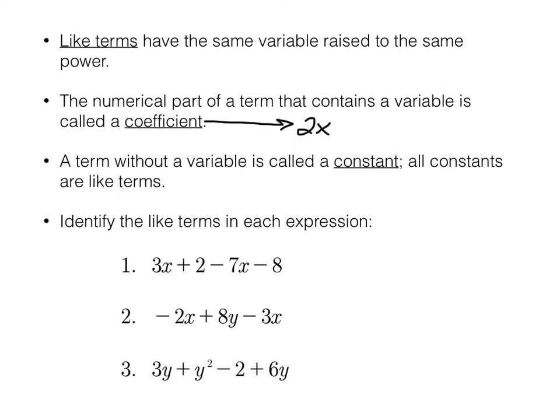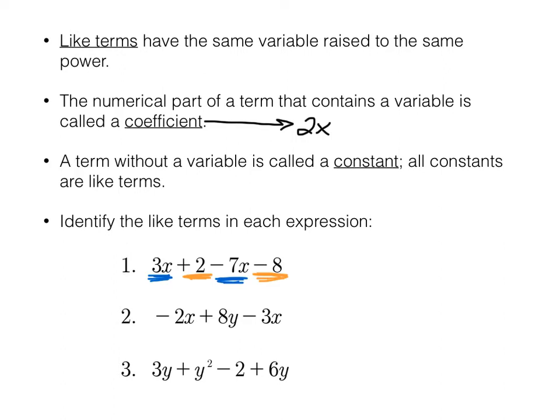All right, so let's identify some like terms in these expressions. Let's start with this first one here. We got 3x, and the like term to that would be minus 3x. So it's like a negative 3x. Remember, negative 7x and minus 7x are the same thing. So 3x and minus 7x are the like terms here. Plus 2 minus 8, so plus 2 and negative 8 are both constants. So in this case, those would be like terms.